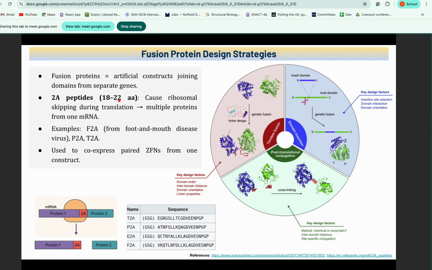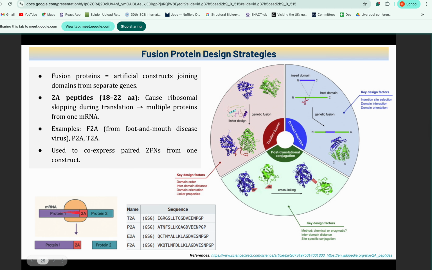And how does a peptide vary from a protein? A protein is a bigger stretch of amino acids. If it is a smaller stretch of amino acids, generally 20 to 30 amino acids, it is referred to as a peptide. So these are the smaller length proteins, and they are also referred to as peptides. They cause ribosomal skipping during the translation of multiple proteins from one mRNA.